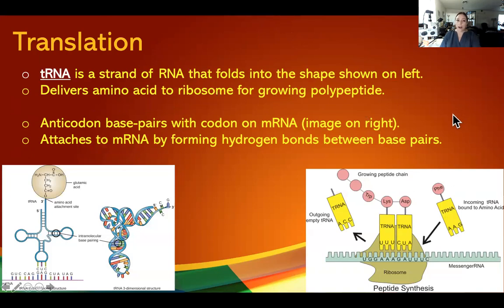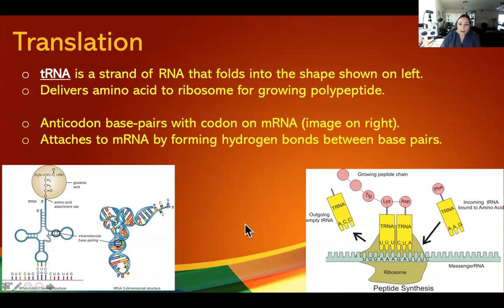Now, this is my slide specifically for transfer RNA. Transfer RNA is actually a single strand of RNA, because all RNA is single stranded. It folds around on itself and kind of looks like a clover leaf. That's what they call it, a clover leaf shape. It's not actually a clover leaf shape. It's just a bundle of RNA all folded in on itself. Now, each transfer RNA carries a specific amino acid, and it will bring that amino acid to the growing polypeptide chain during translation.